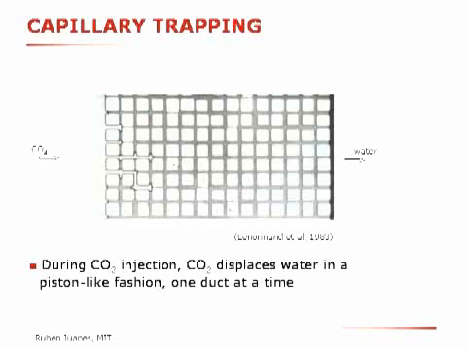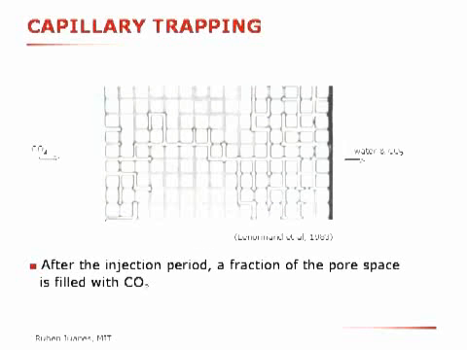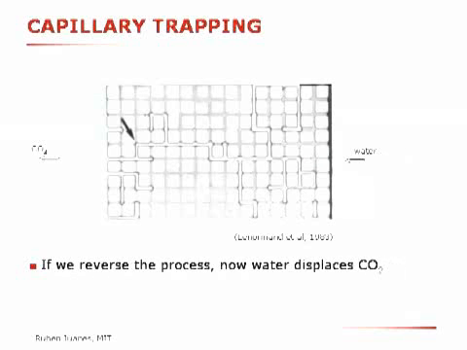This slide is a micromodel showing that we are injecting CO2 through the left inlet, and water, which fills the micromodel to begin with, is displaced through the right port. You can see that at some stage the CO2 has migrated into this micromodel, displacing the water. Now, at a later stage, the CO2 will occupy a certain fraction of the pore space, having displaced the water in the process. Once the injection of CO2 stops, we reverse the process by now injecting water through the right port, and produce CO2 and water through the left port.